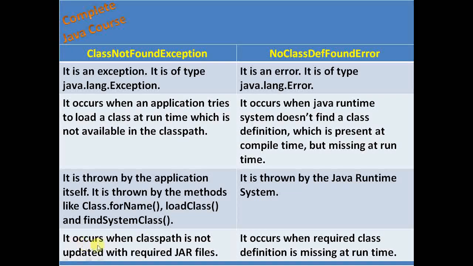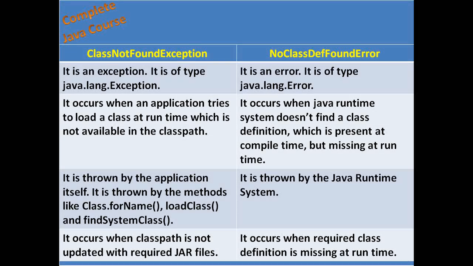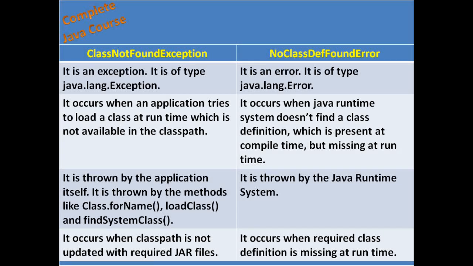The fourth point is it occurs when the classpath is not updated with the required jar files, because jar files have the .class files. That's what we are saying: if there is no .class file available in the jar, that is why this exception will occur. It occurs when the required class definition is missing at runtime.